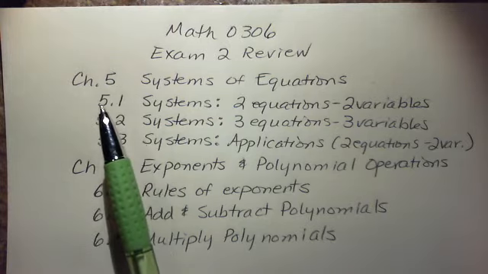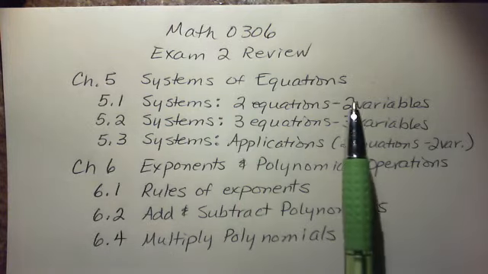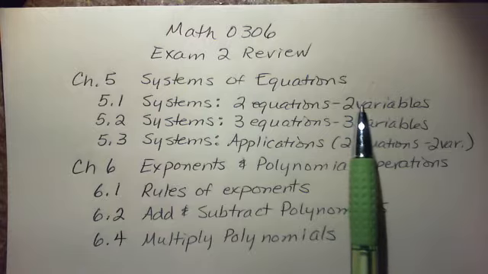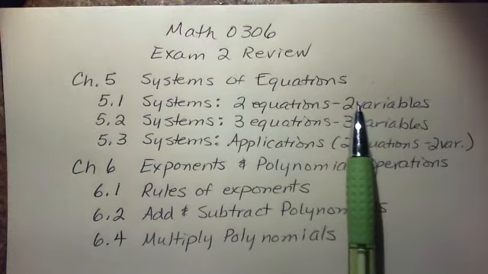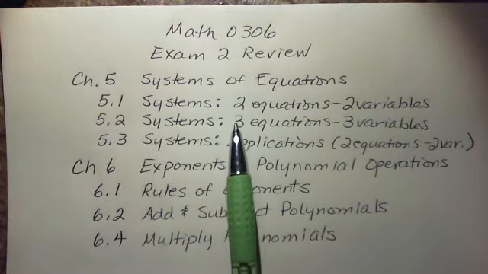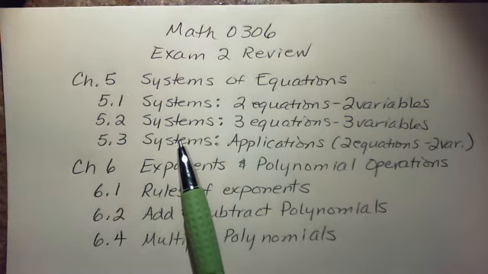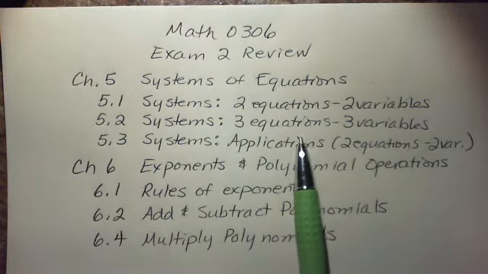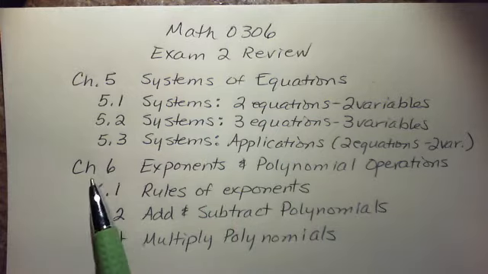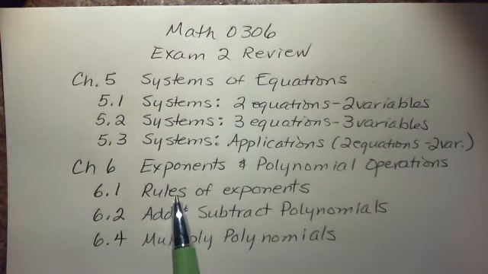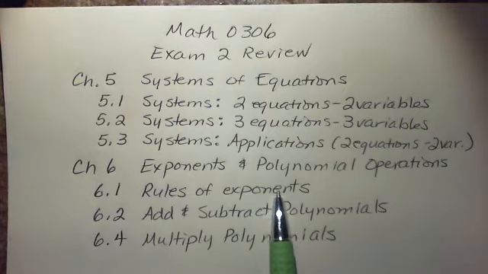In Chapter 5, systems of two equations in two variables is considered review material from the previous level of math. 5.2, systems of three equations in three variables, is considered new material, and also the applications section 5.3 is considered new material. In Chapter 6, all of Chapter 6 is considered review material. So the rules of exponents should be a review. Adding, subtracting, and multiplying polynomials should all be review materials.